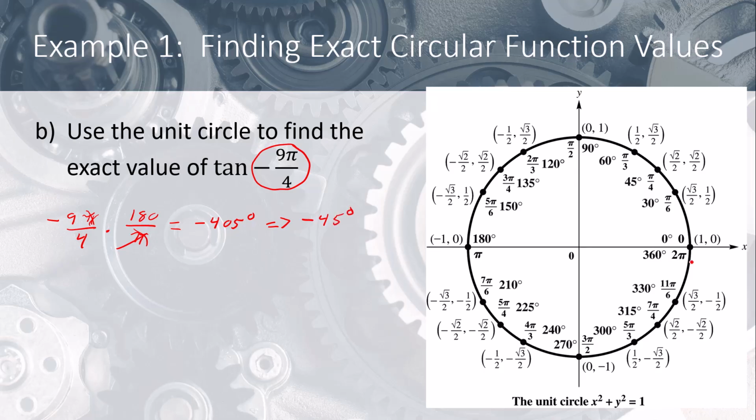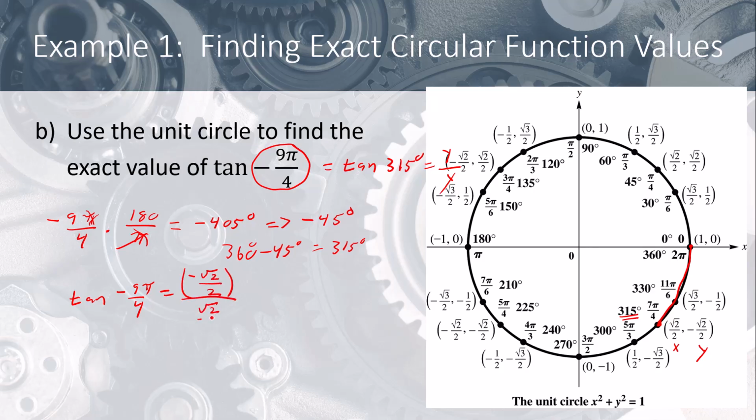Now, does that really help us? Well, it kind of does, because we can start here, and then we can go negative 45 degrees in this particular direction. And that will bring us down to here, 315. And indeed, 360 minus 45 is indeed equal to 315 degrees. So it turns out that the tangent of negative 9 pi over 4 is equal to the tangent of 315 degrees, once again, right here. And that is going to be equal to y divided by x. Well, this is y, and this is x. So that tells us that the tangent of negative 9 pi over 4, which once again is equal to the tangent of 315, is going to be equal to negative root 2 over 2 divided by just root 2 over 2, which will give us negative 1, which is the answer that we are looking for.